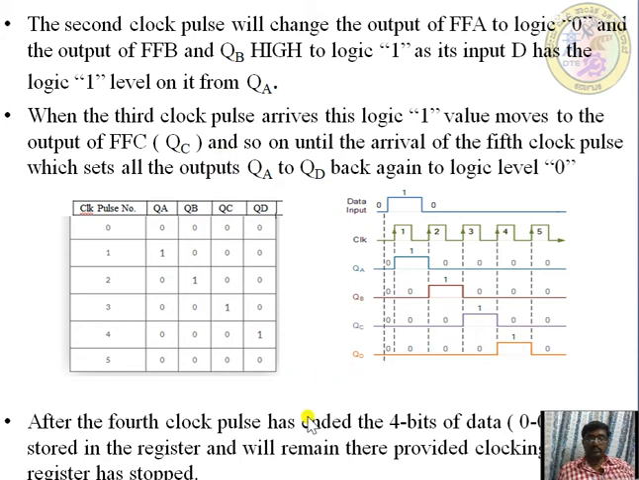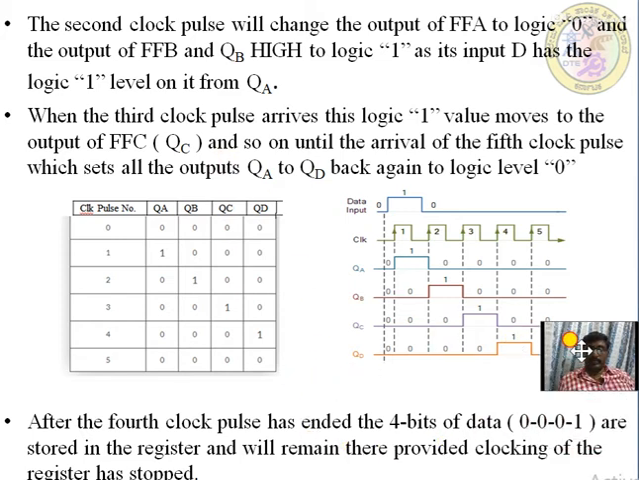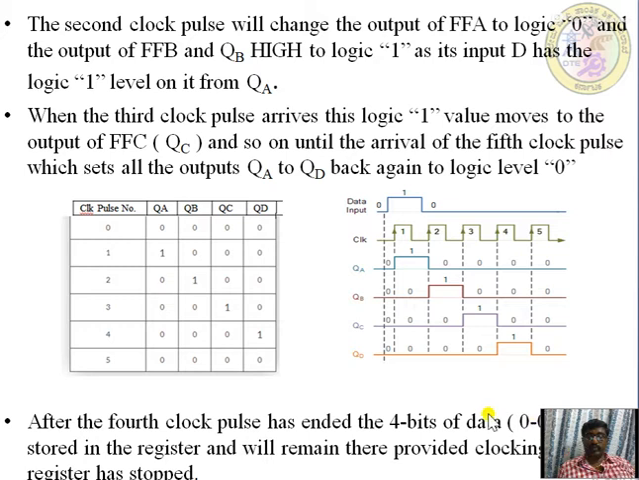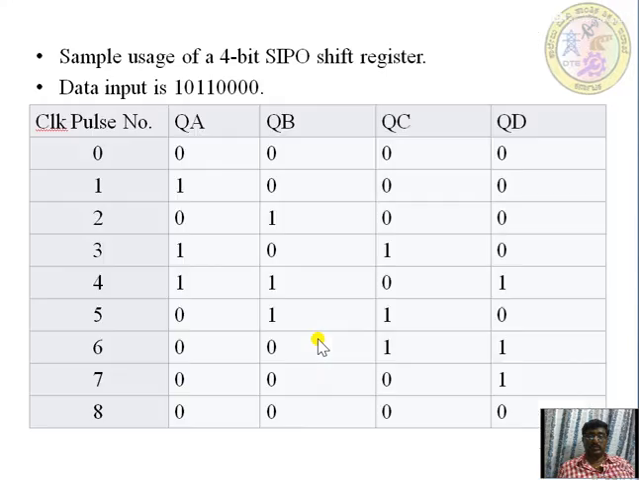Okay, after the fourth clock pulse, 4 bits of data, that is 0 0 0 1, are stored in the register and will remain so as long as the flip-flops are clocked. If we stop the clock at that time, it will hold the value 0 0 0 1. Or else if we give the clock input again with the input as 0, then the next state will be 0 0 0 0.